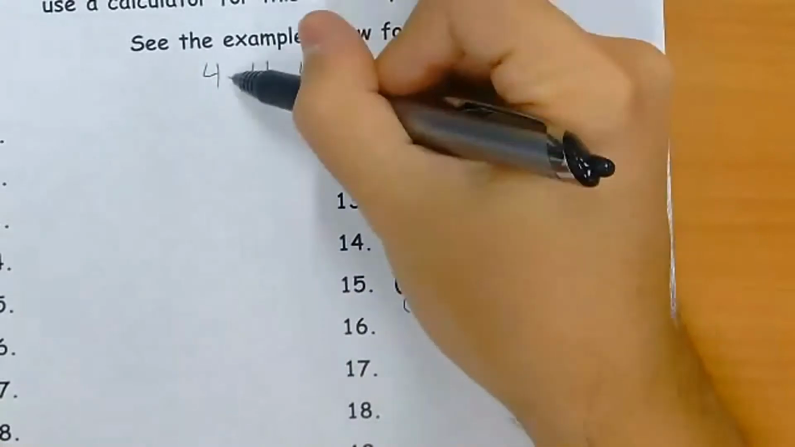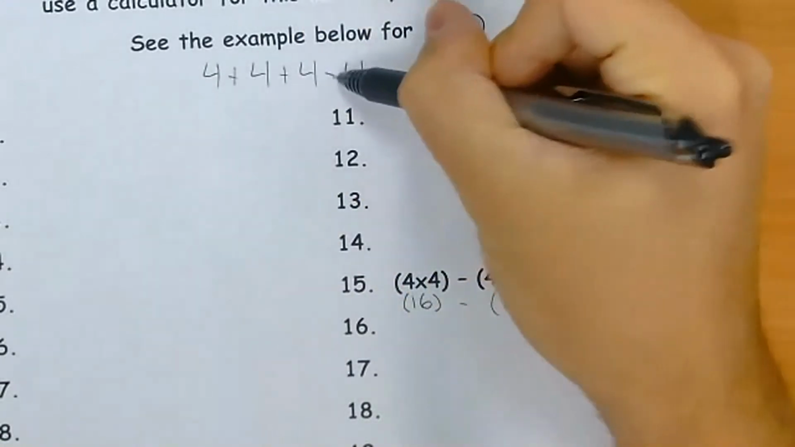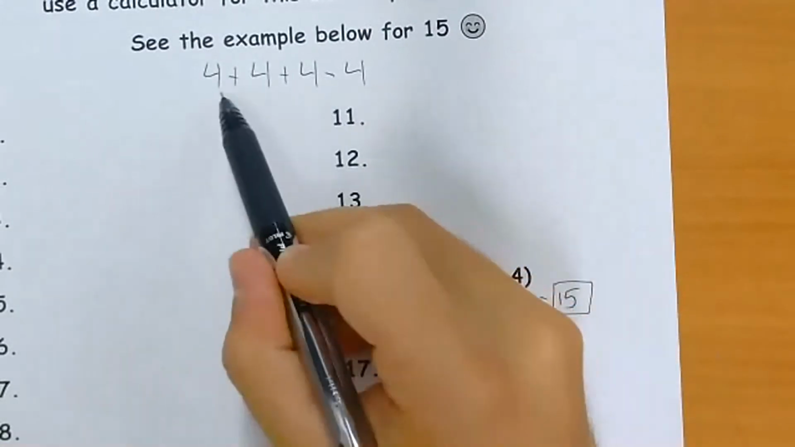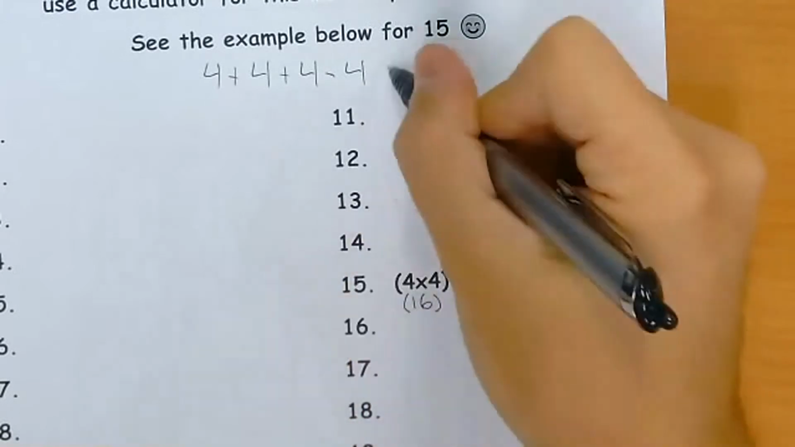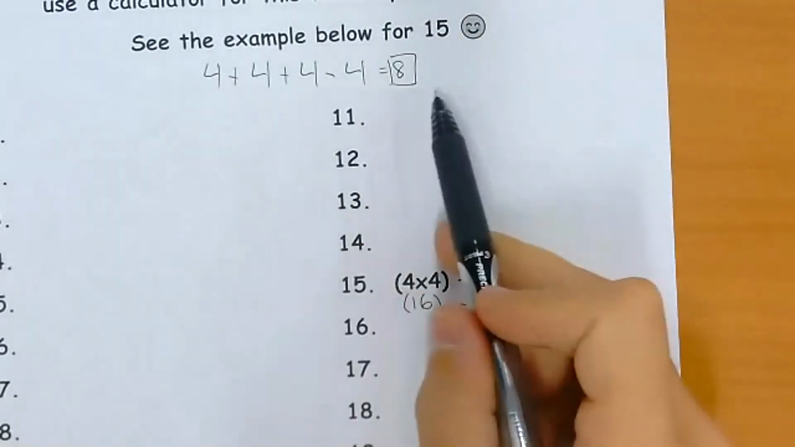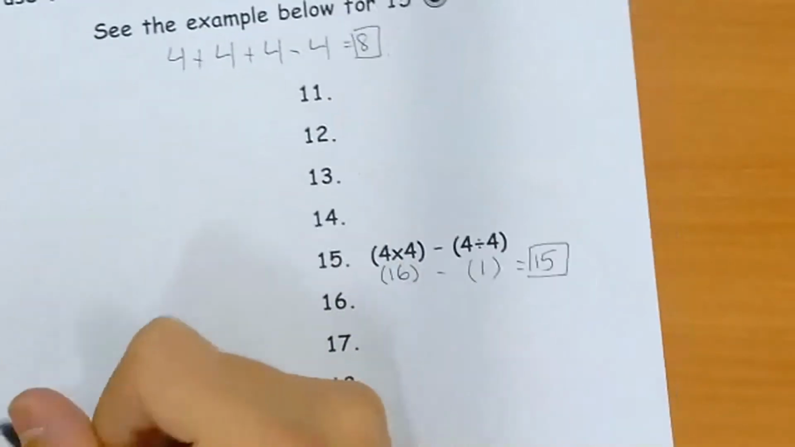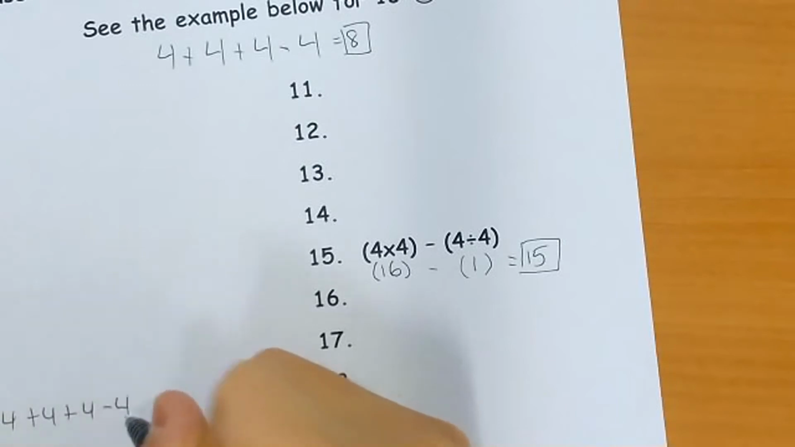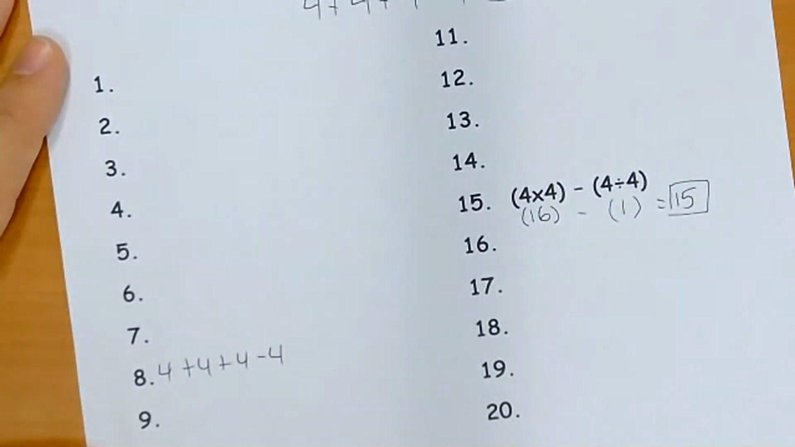So for example, if we did 4 plus 4 plus 4 minus 4, so we use 4's, we use math operations, and we have 4 plus 4 is 8, plus 4 is 12, minus 4 equals 8. So for our answer of 8, we could do exactly that. We could go 4 plus 4 plus 4 minus 4. And that's an example for you.